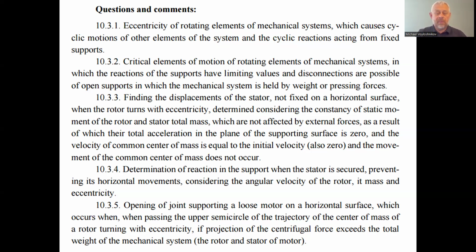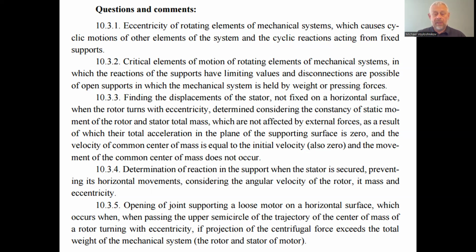10.3.3 Finding the displacements of the stator, not fixed on a horizontal surface, when the rotor turns with eccentricity. Considering the constancy of the static moment of the rotor and stator total mass, which are not affected by external forces, the total acceleration in the plane of the supporting surface is zero, and the velocity of the common center of mass is equal to the initial velocity, also zero. And the movement of the common center of mass does not occur.